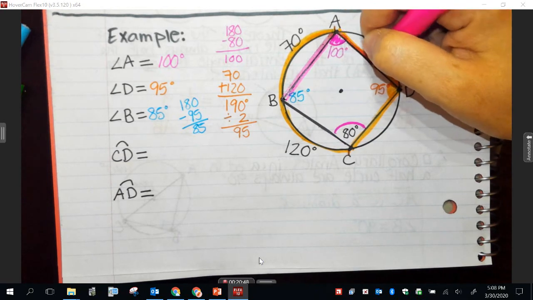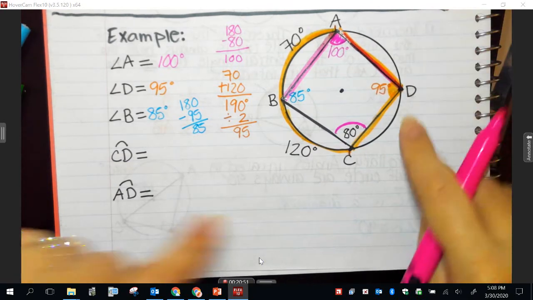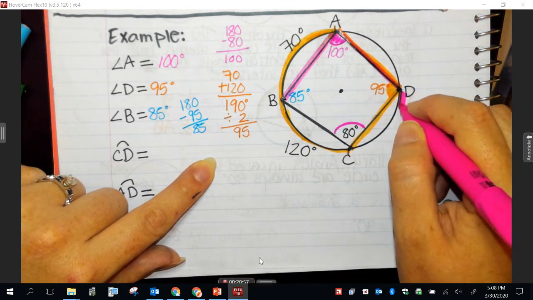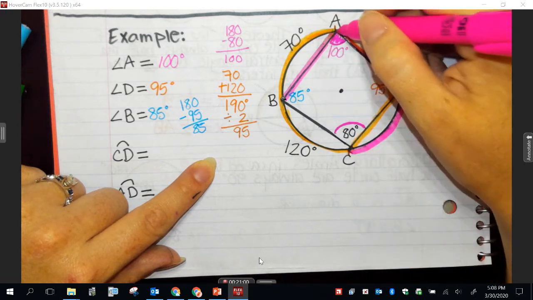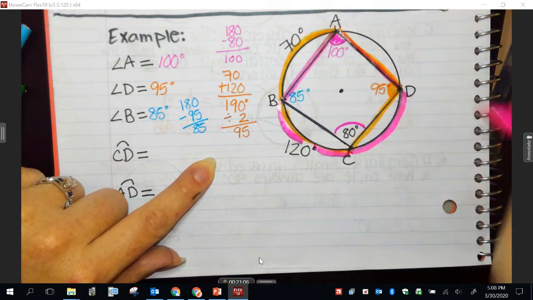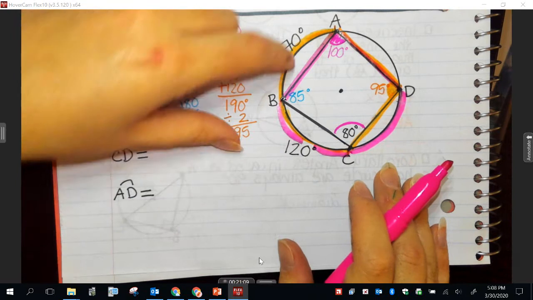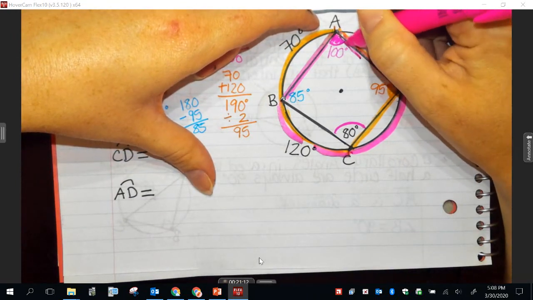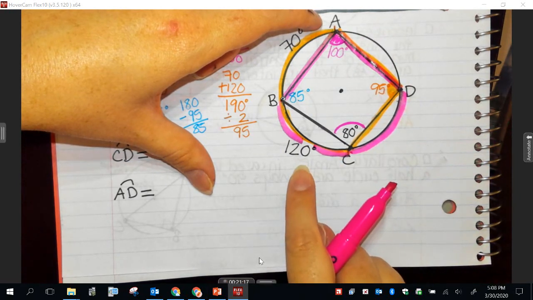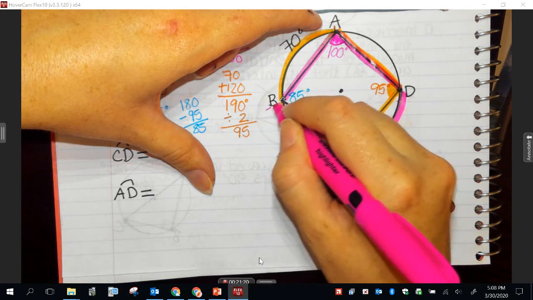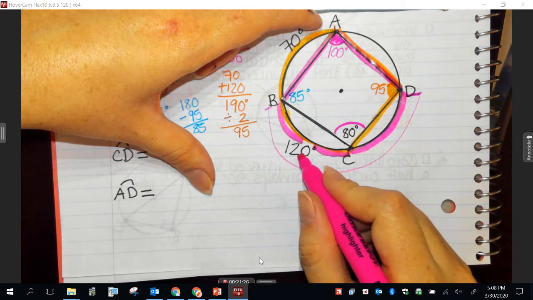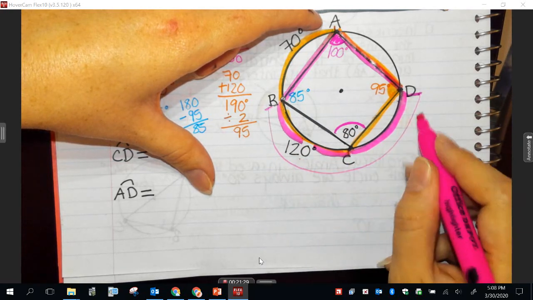So this inscribed angle A doesn't connect directly to CD, but it contains CD. So CD is part of the inscribed angle A. So A goes from here all the way over to here. Now the reason that this is useful is because even though I don't know what this piece is, I do know what this piece is. So if I can figure out how much is from here all the way to here, then I can subtract this piece to get this piece, which is CD.